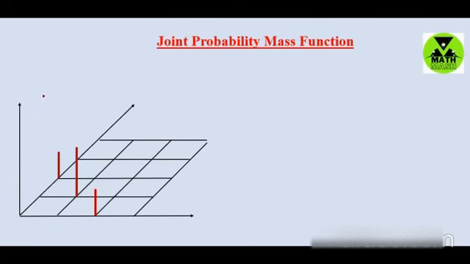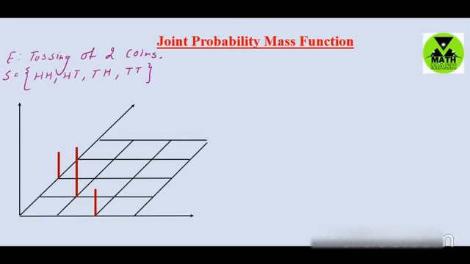Now we'll understand the concept of the joint probability mass function with the help of an example. Suppose we have a random experiment of tossing two coins. For this random experiment, the corresponding sample space: if head turns out on the first coin and tail on the second, the outcome will be HT. Then we have TH, then HH, and TT if tail turns out on both the coins. So this is the corresponding sample space of the random experiment of tossing two coins.